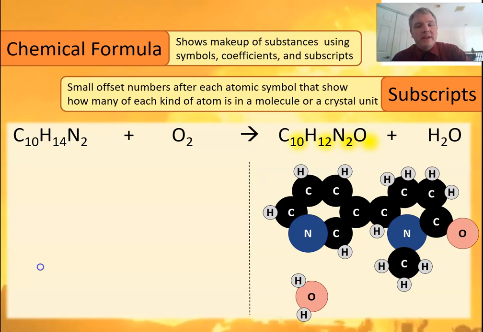Notice that I have C10H12N2O, but that O doesn't have a subscript. I've highlighted the place where you would expect to see the subscript, but there is no subscript there. Whenever a symbol in a chemical formula doesn't have a subscript, it simply means that there's only one of that atom, one atom of oxygen here bonded into the molecule. Same is true with H2O. Notice that H2, I have 2 hydrogens. O doesn't have a subscript, so that means that there's just one of them.